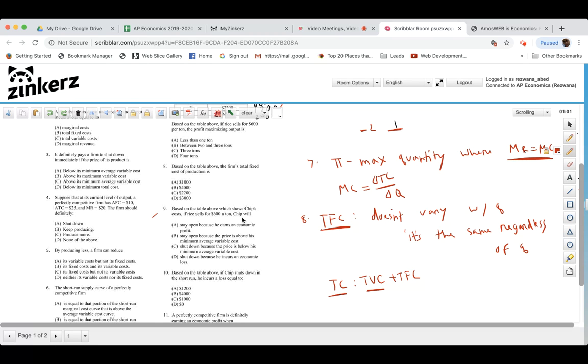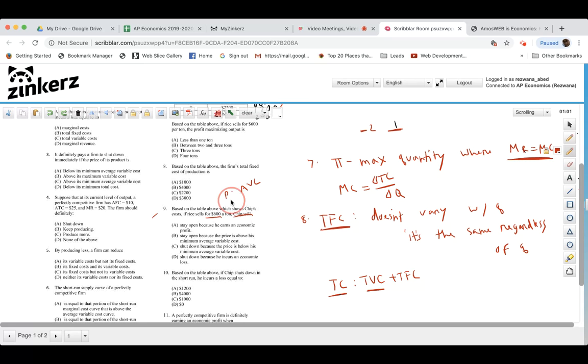So this here is an example of where you don't know right away what they're asking you to do from the question, but you had to look at the answer choices. So here you see that the price is 600. From the answer choices, you see that they're probably asking you whether he should stay open or shut down. So now you have to find out what happens to price and average variable cost, correct?